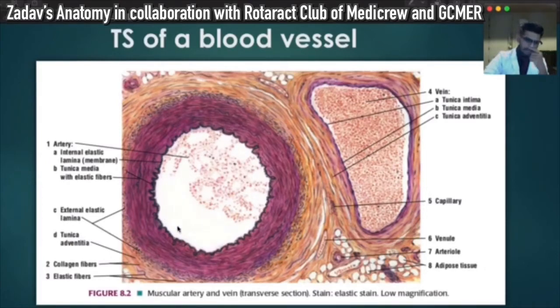This is actually a medium-sized muscular artery, and what you can see here is a vein. Now everybody knows the difference between artery and vein. There's a table, go through it. I'm not going to speak about all those basic things in the lecture. What I want to talk to you about is how to describe a vessel.